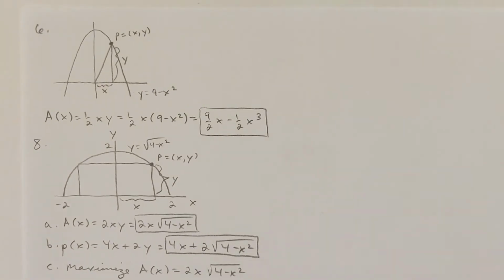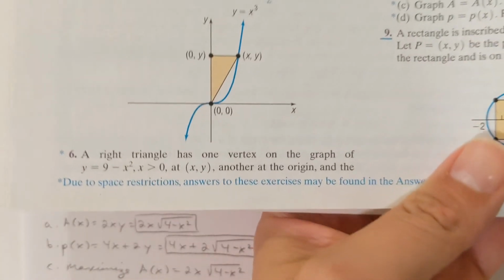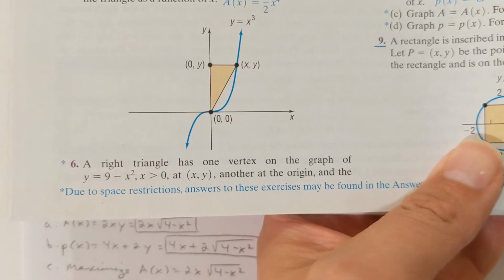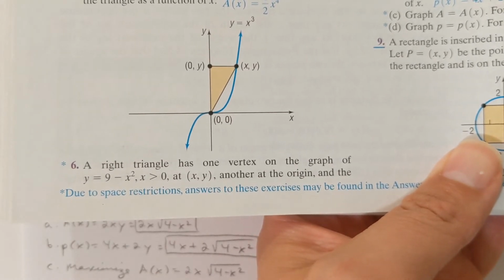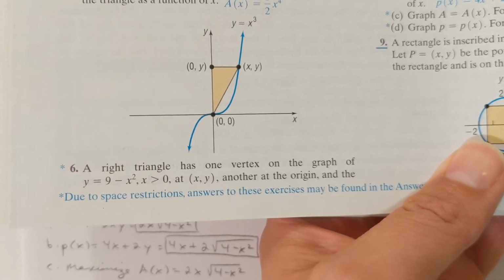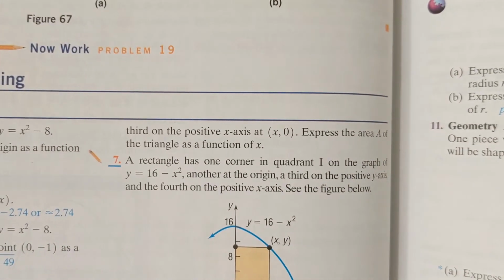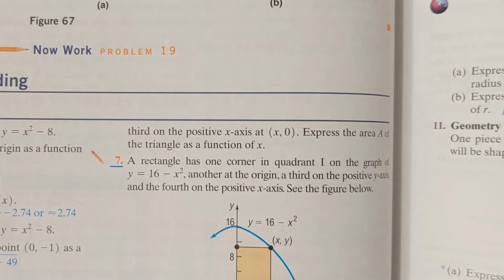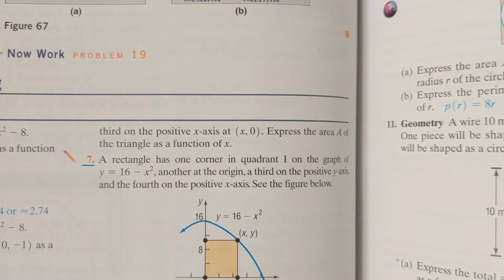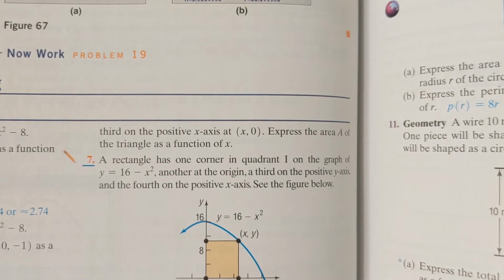Problem 6 says that a right triangle has one vertex at the origin, one at the graph of y equals 9 minus x squared, x greater than 0, at x, y, and the other is at the origin. And the third, on the positive x-axis at x, 0. Express the area A of the triangle as a function of x.